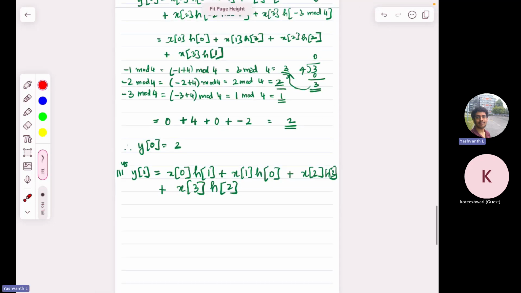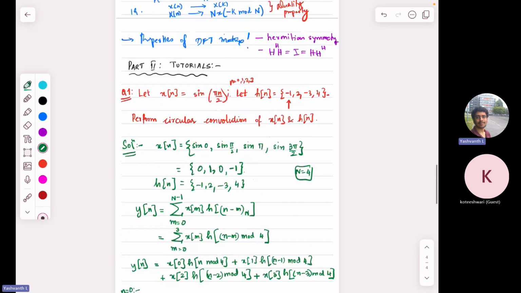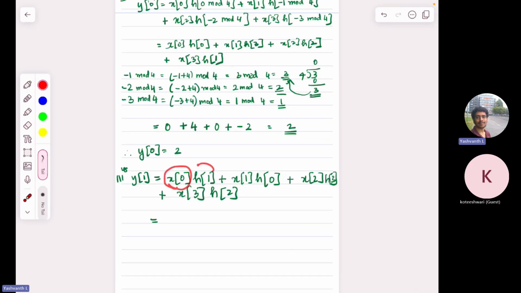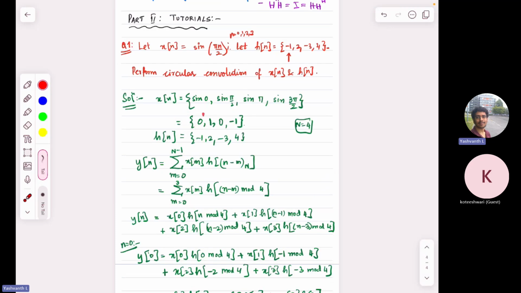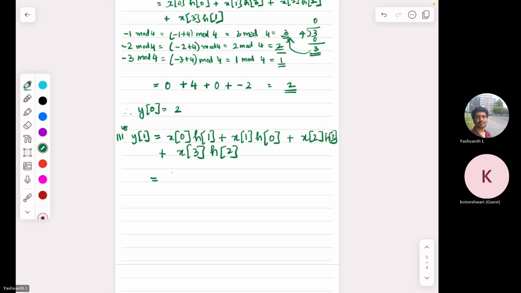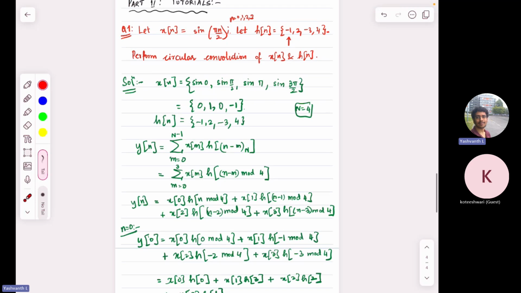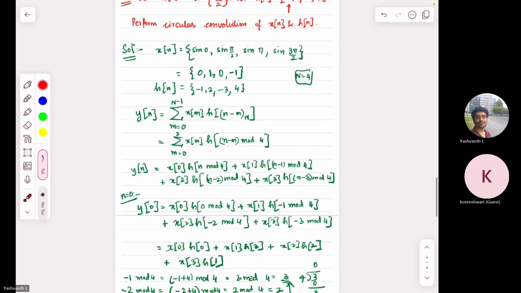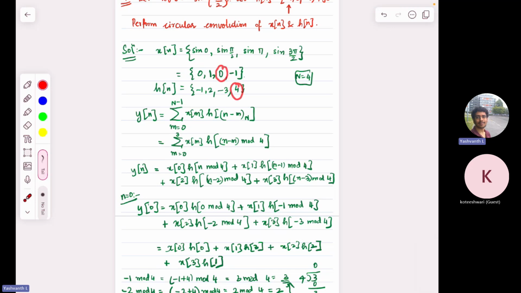Okay, then just substitute the values. What is x of 0? x of 0 is nothing but 0. Now x of 0 into h of 1: 0 into 2 is basically equal to 0. Now x of 1 into h of 0: 1 into minus 1 is nothing but minus 1. Now x of 2 into h of 3: 0 into 4 is basically 0.